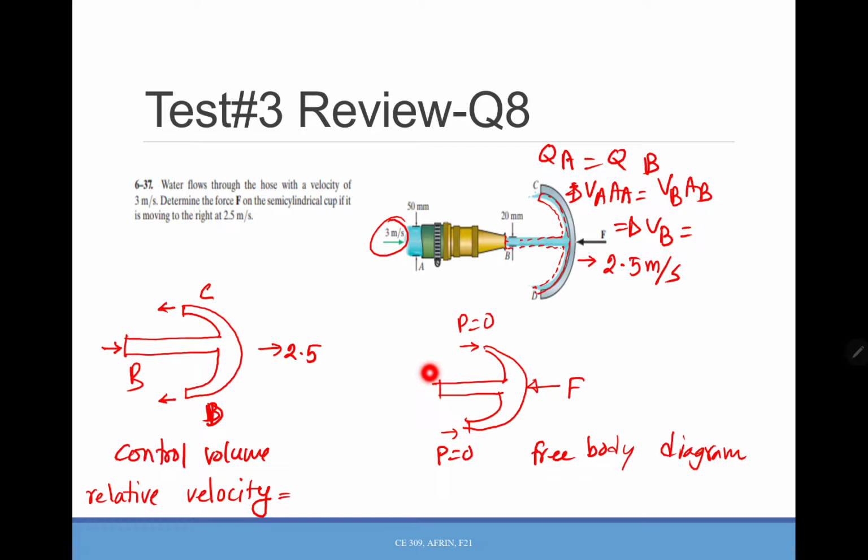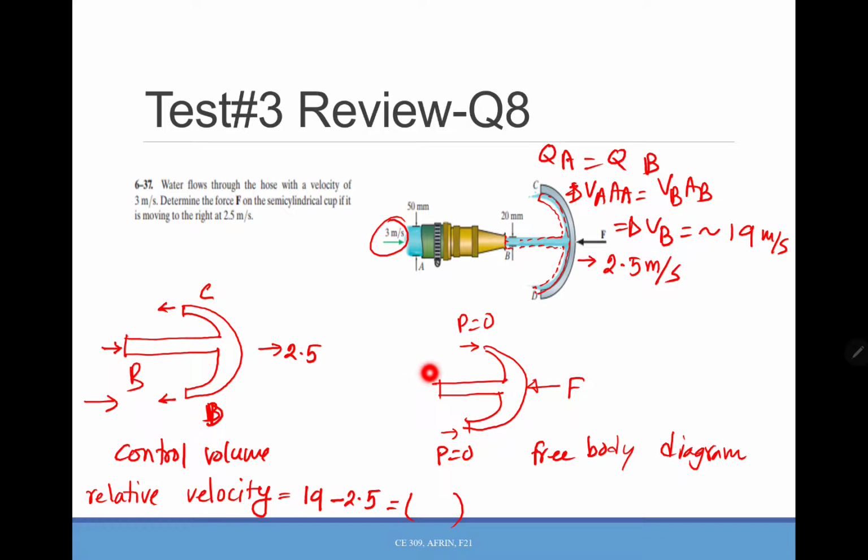Okay, and the VB, it's something around 19. You need to calculate that, what will be the exact answer. So the relative velocity can be 19 because B is going this direction and the plate is moving in this direction also. So that will be the relative velocity. Okay, so that is one thing.